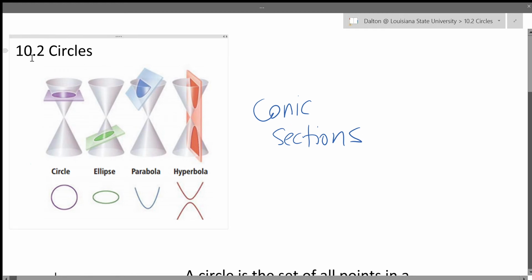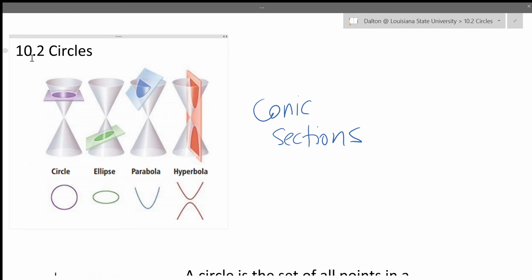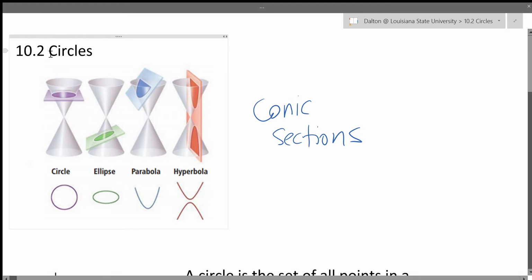Section 10.1 dealt with very, very basic ideas with distance and midpoint formulas, which you're pretty well versed in by now, so we're skipping 10.1. We're just jumping straight into 10.2 with circles.